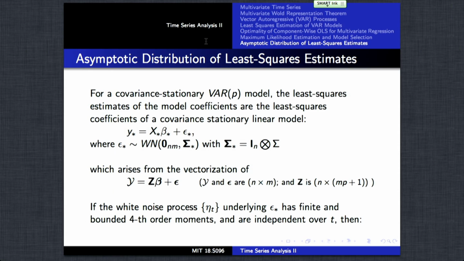Okay, then the last section goes through an asymptotic distribution of least squares estimates. And I'll let you read that on your own.